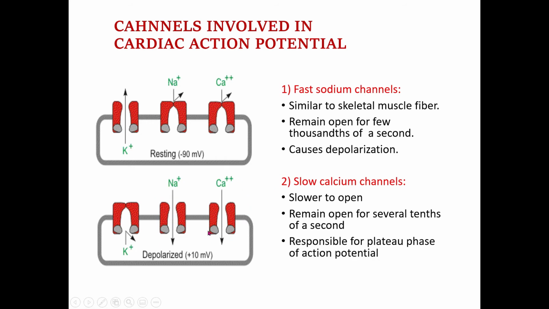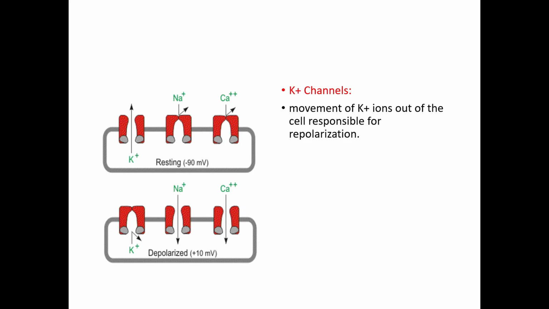The other important type of channels are the slow calcium channels, slower to open and remain open for several tenths of a second, and responsible for the plateau phase of the action potential. So these are the slow calcium channels that cause the plateau in the action potential of the cardiac muscle. And finally, we have another type, the potassium channels. They allow the movement of potassium ions out of the cell and are responsible for the repolarization phase.